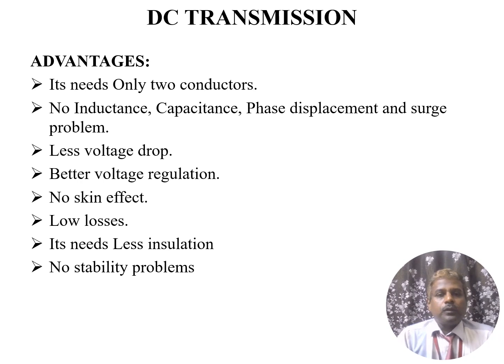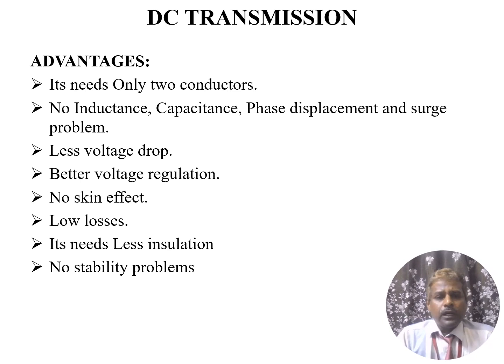And one more advantage is that there is no inductance effect, capacitance effect, phase displacement, or surge problems. While using DC transmission, the inductance effect is 0, as well as the capacitance effect is 0. We only have a resistance effect, and I already told you the losses are very less because only resistance is present in the DC transmission. So it has less voltage drop, because only resistance is present in the DC transmission line. We only have the I into R drop, IR drop, that is called less voltage drop.